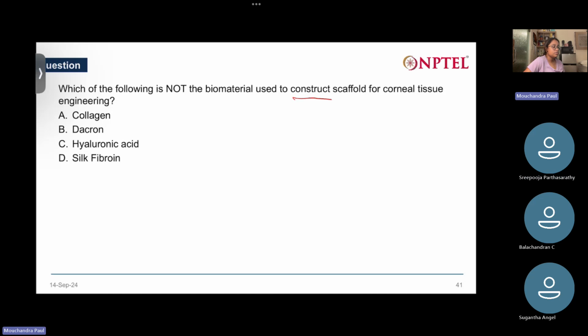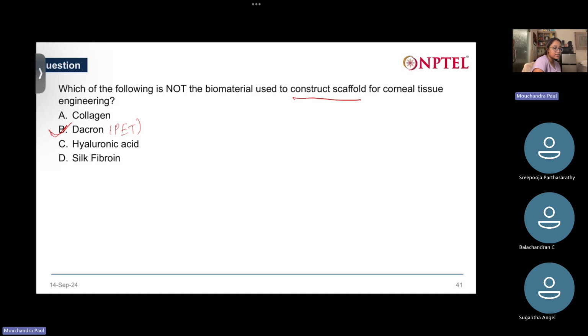Okay, so it's a good attempt, it's fine, but actually the correct answer is dacron. Dacron is a commercial name of the polymer PET, right? This polymer is mainly used for vascular tissue engineering because it has a very good elasticity property, and you can make very fine fibers out of it and use those fibers to create blood vessel-like conduits.